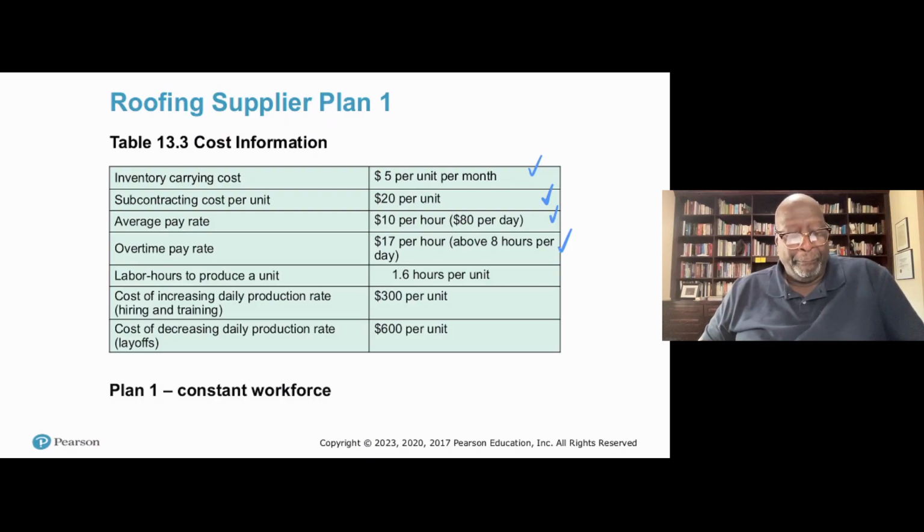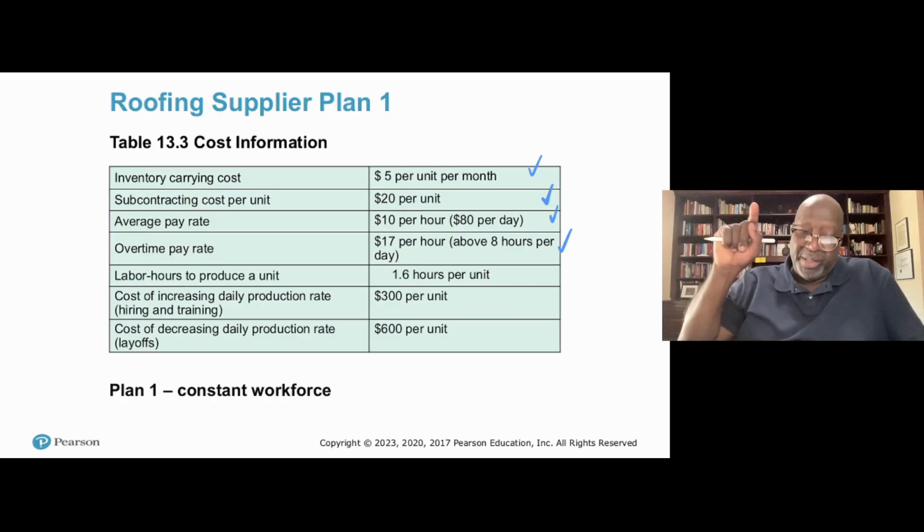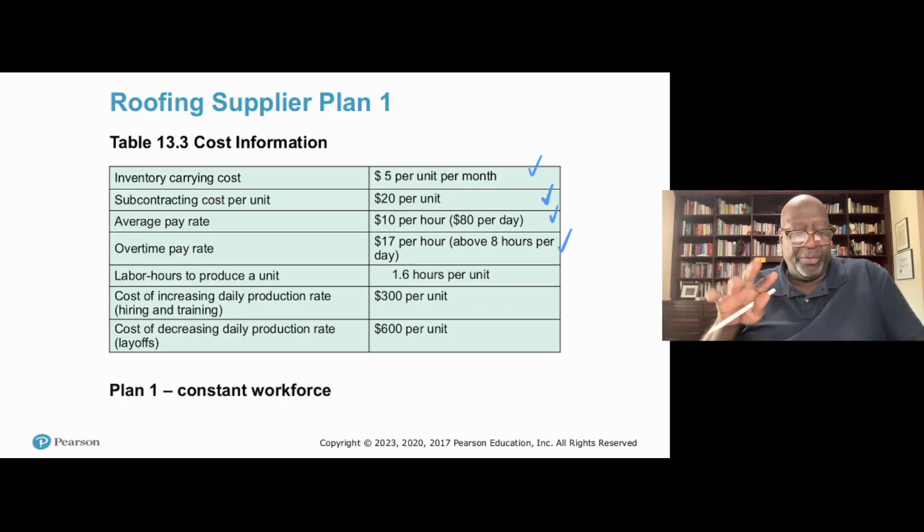All right. And then there's the cost of increasing the daily production rate. If you want to increase it, you're going to incur some hiring and training costs. If you're going to lower it, then you're going to incur some costs that are associated with separation.